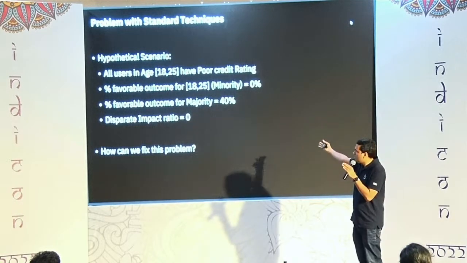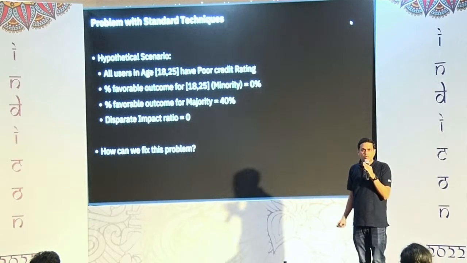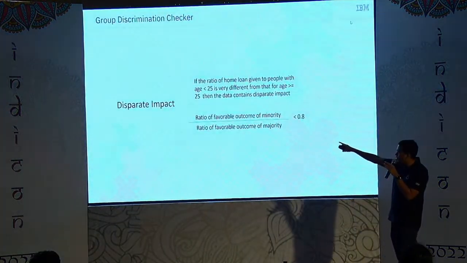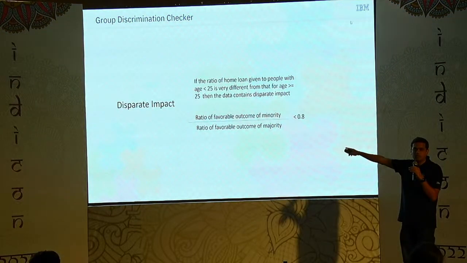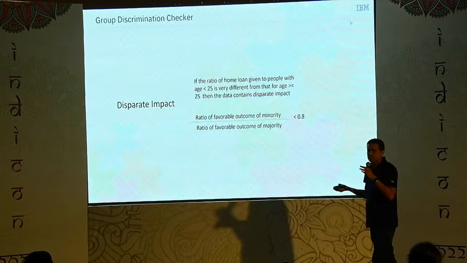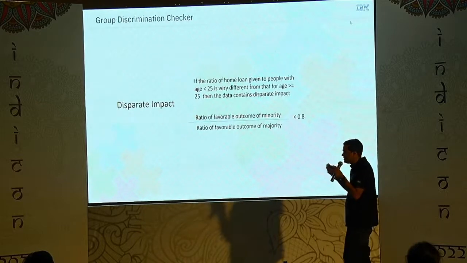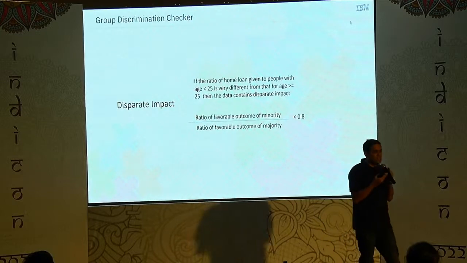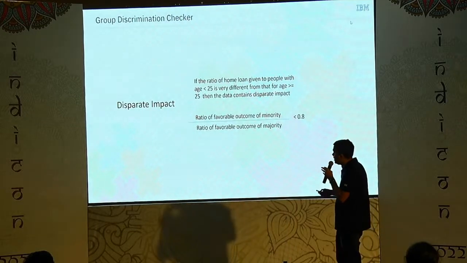Whereas for some of the majority people, let's say that they have a good credit rating, and the model says that the loan should be approved. Now, if you go by the standard definition of fairness, the favorable outcome for minority over majority, your numerator is going to be zero over here. So your disparate impact ratio is going to be zero, which means that the model is highly biased. But in reality, is this model biased? Is it making a biased decision? Obviously not. So that was the challenge that we encountered, between the best practice in academia at that time and what was happening in reality. So we had to come up with an alternative mechanism to avoid that.